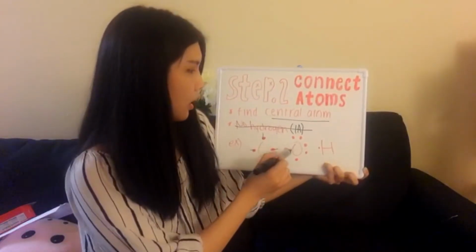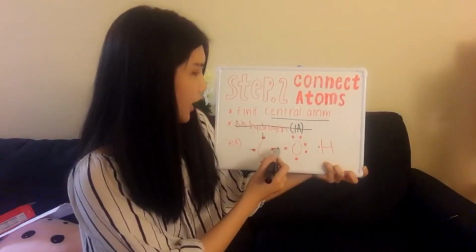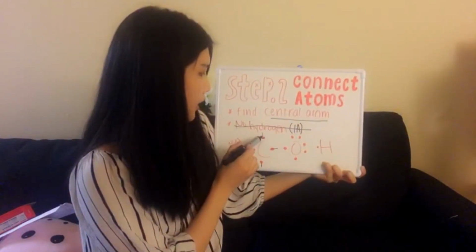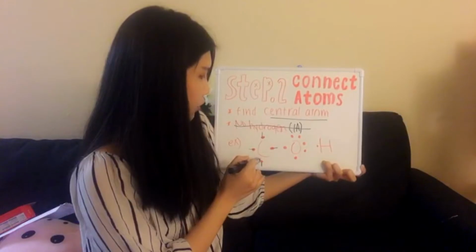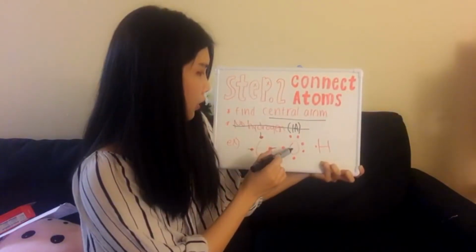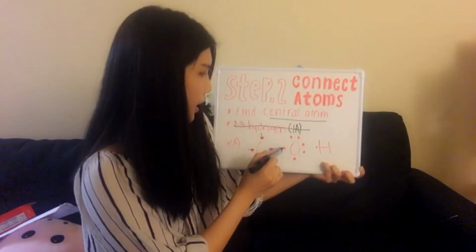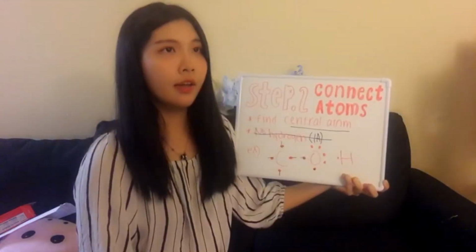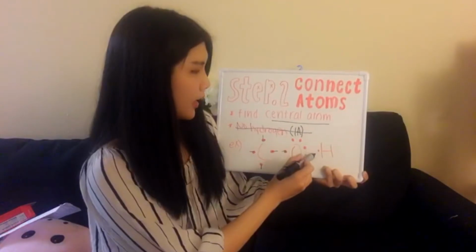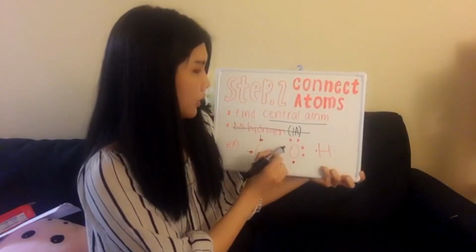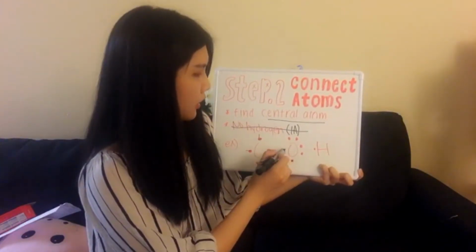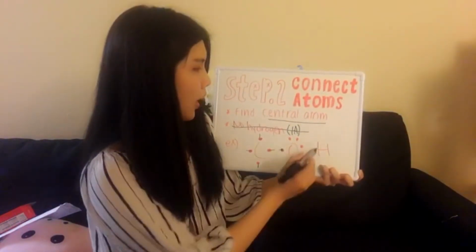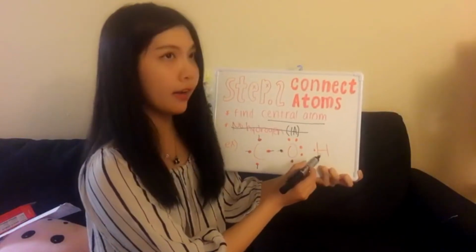When carbon and oxygen attach together, carbon is still going to be the central atom because carbon has 4 valence electrons, while oxygen only has 2 unpaired electrons here and here. And when oxygen and hydrogen connect together, oxygen will be the central atom because oxygen has more bonds, while hydrogen can never be the central atom.